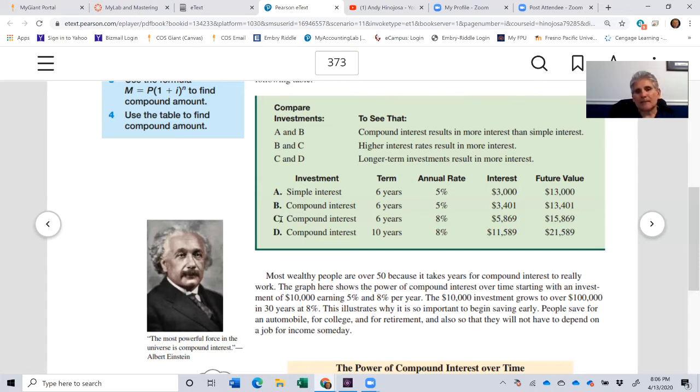So if we look at investment C, we still have compound interest, but it's going to be over 6 years at 8%. Because it's a higher rate over the same period of time, you can see significantly more interest because of the compounding effect. And that will give us $15,869. And then if you extend the time, you really see large differences between how much money you'll have in shorter periods of time relative to longer periods of time. So D is compound interest, 10 years, 8%, $11,589. That means over 10 years, that $10,000 investment is going to result in $21,589.